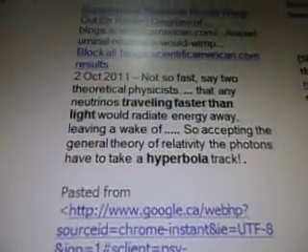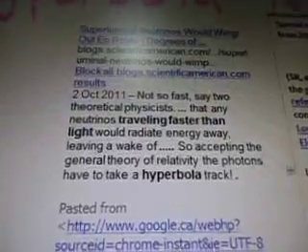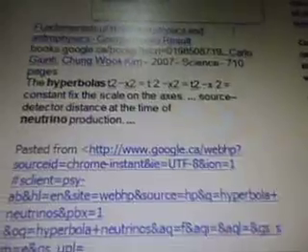So I'm going to show you what the equation brought up. Superluminal neutrinos would wimp out en route. It says, not so fast, say the theoretical physics. Actually, I'm going to read you that in this next thing. But I saw the words hyperbola and traveling faster than light come up together, so I put it there.